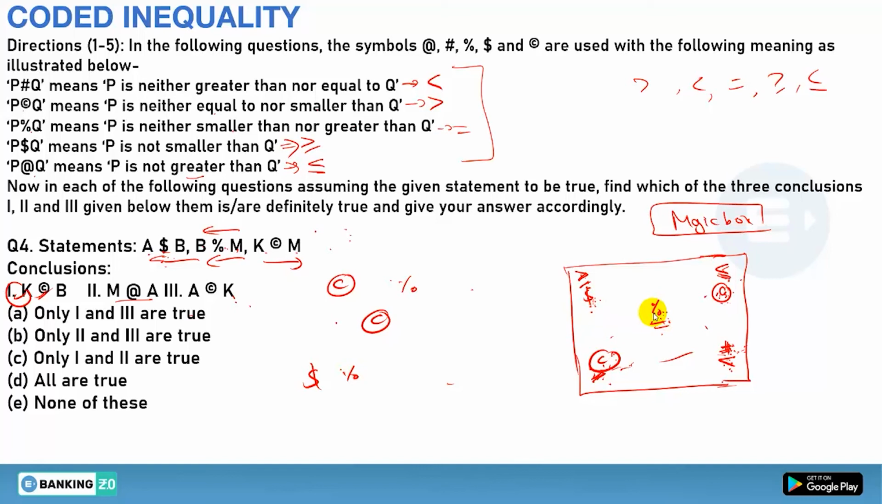So this is dollar, this is percentage. Percentage remains percentage, but dollar will be changed into at the rate. So at the rate and percentage, the final relation will be at the rate. And there you have at the rate. This will be right. Now A to K. So A to B, B to M, and M to K.